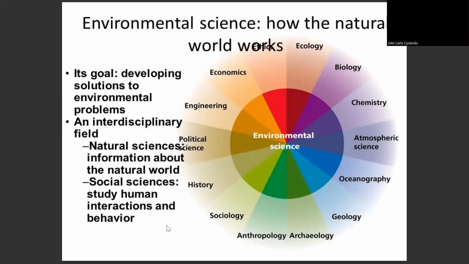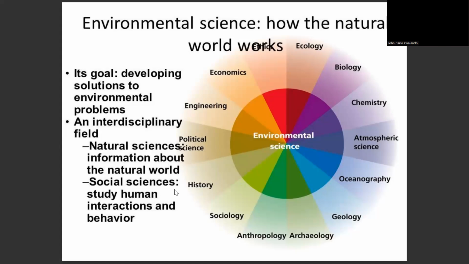So environmental science studies how the natural world works. Its goal is developing solutions to environmental problems. And as I mentioned earlier, it is an interdisciplinary field. Natural sciences give us information about the natural world and help us determine different information and principles around us. This is where biology, physics, and chemistry come in, inside the natural sciences.